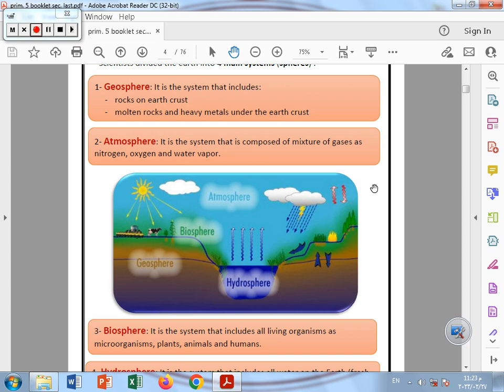Number 2, we have a system which is called the atmosphere. The atmosphere is the system that contains all the gases on the Earth, like nitrogen gas, oxygen gas, water vapor, and carbon dioxide gas. They are related to the atmosphere.